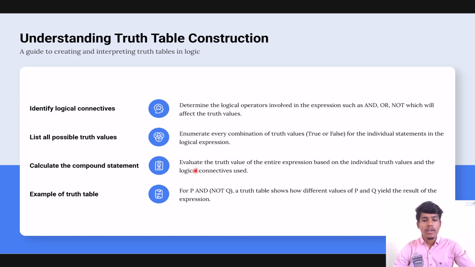Calculate the compound statement: evaluate the truth value of the entire expression based on the individual truth values and logical connectives used. Example truth table: P and not Q. The truth table shows how different values of P and Q affect the result of the expression.